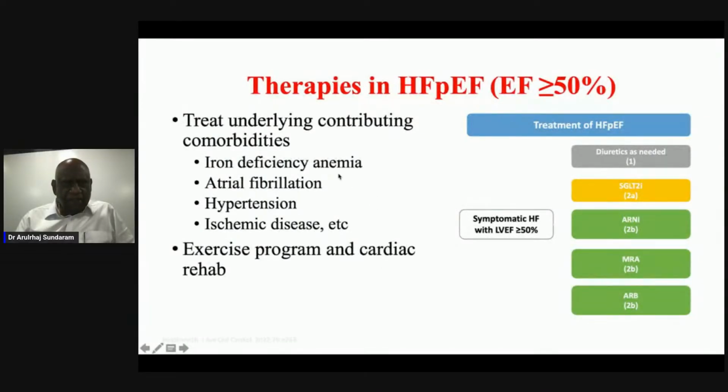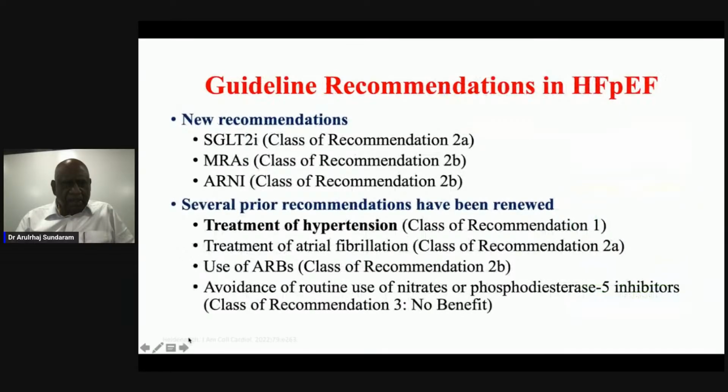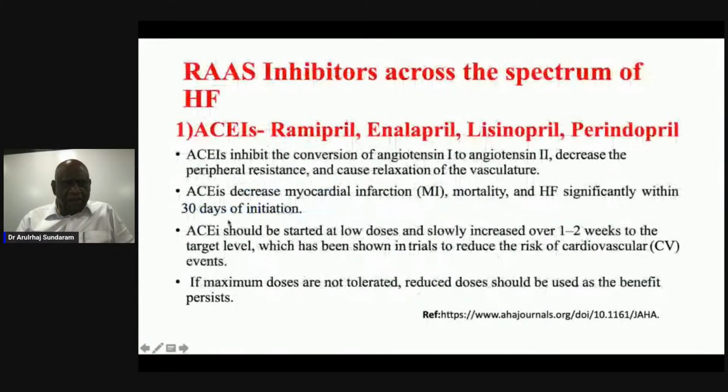And always think there can be an underlying cause beyond cardiac. Here, iron deficiency anemia, a rhythm disorder, hypertension can always be there. You need to keep that in mind and control it. With preserved ejection fraction, as I told you, SGLT2, MRA, ARNI, and rhythm control are very, very useful. The RAS inhibitors are very key throughout the spectrum of heart failure.